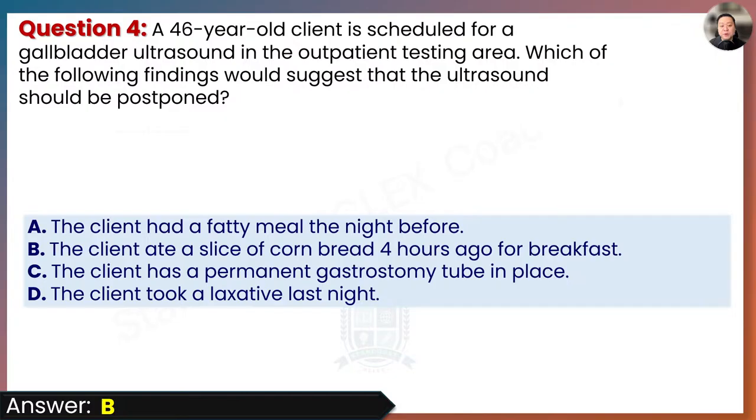So I want you to focus on how the food intake affects the procedure, especially within the time frame that they're supposed to be NPO. And I want you to eliminate those options that don't directly impact the ultrasound's effectiveness, such as laxative use or the presence of a gastrostomy tube. And you also need to consider the timing and impact of meals, such as a low-fat meal eaten shortly before the test, or let's say the cornbread rather. It's more likely to interfere with the results compared to a meal that was consumed the night before.